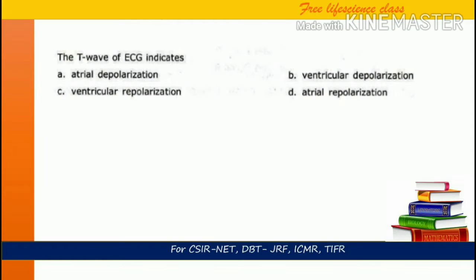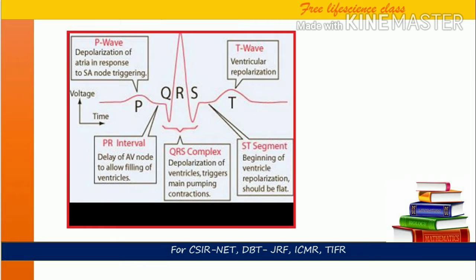Okay, let's move. The T wave of ECG indicates. So we know that ECG has P wave, Q wave, T wave, etc. In this, we have to find which is the correct representation for the T wave. The options are atrial depolarization, ventricular depolarization, ventricular repolarization, atrial repolarization. So we can look into the answer. So here is the answer.